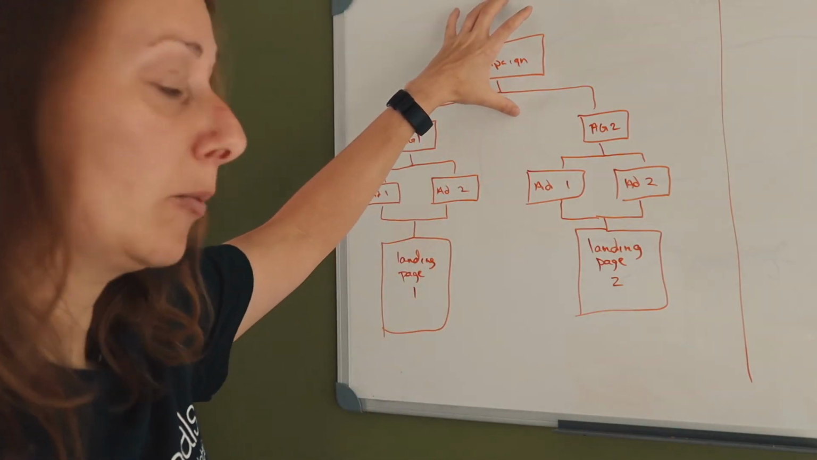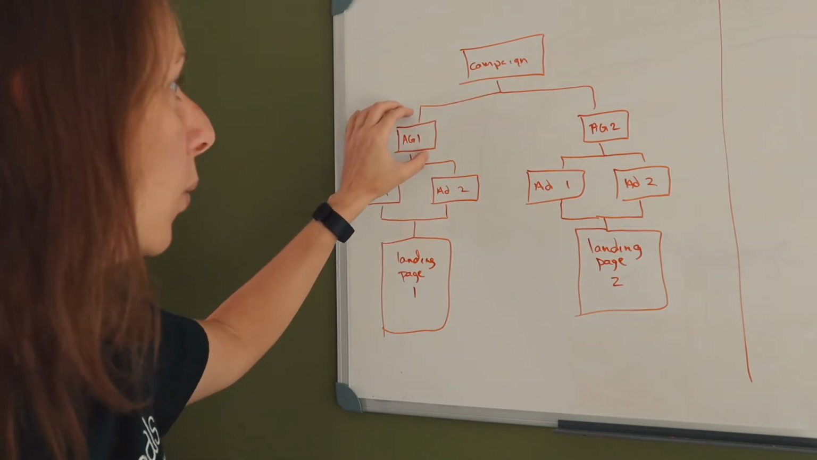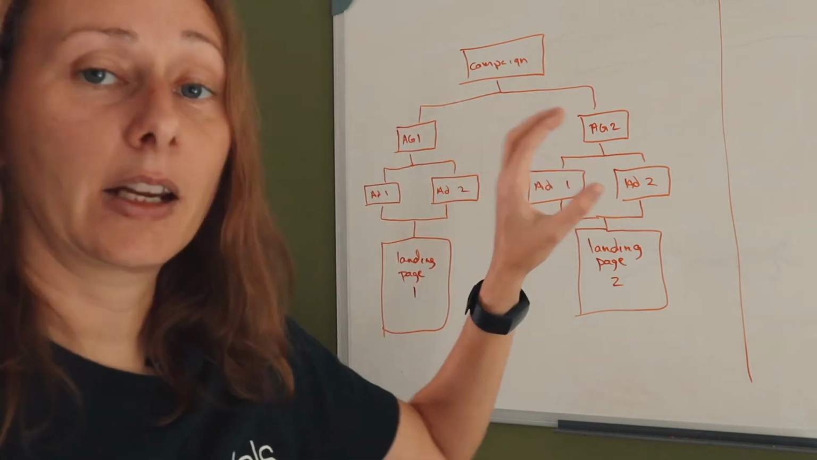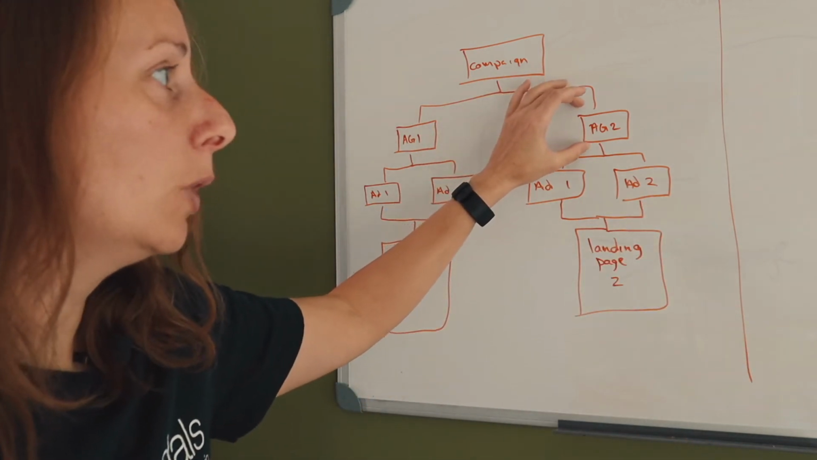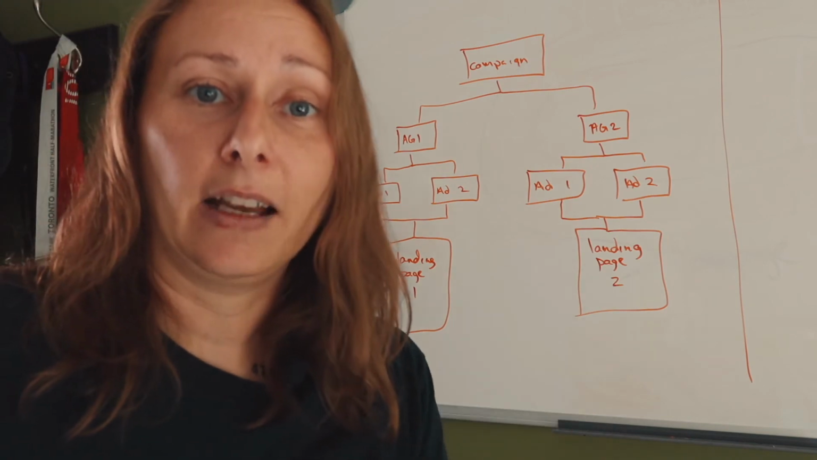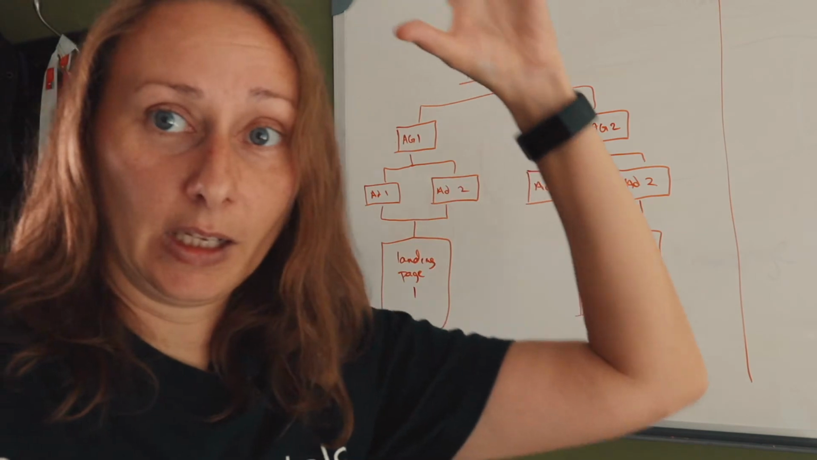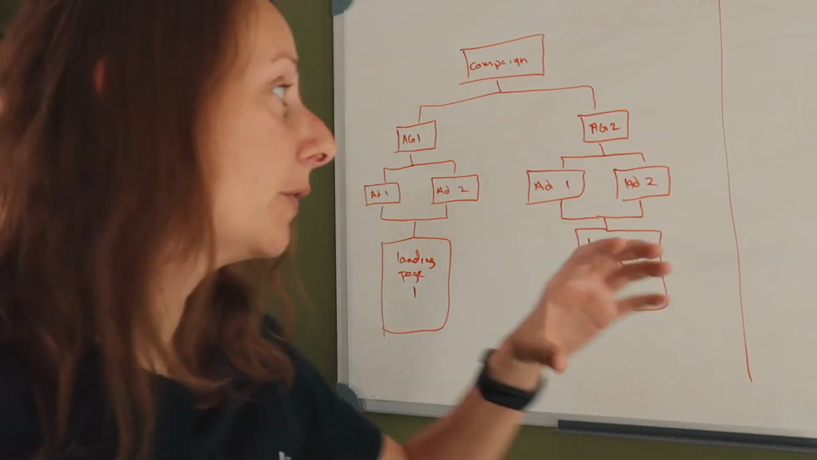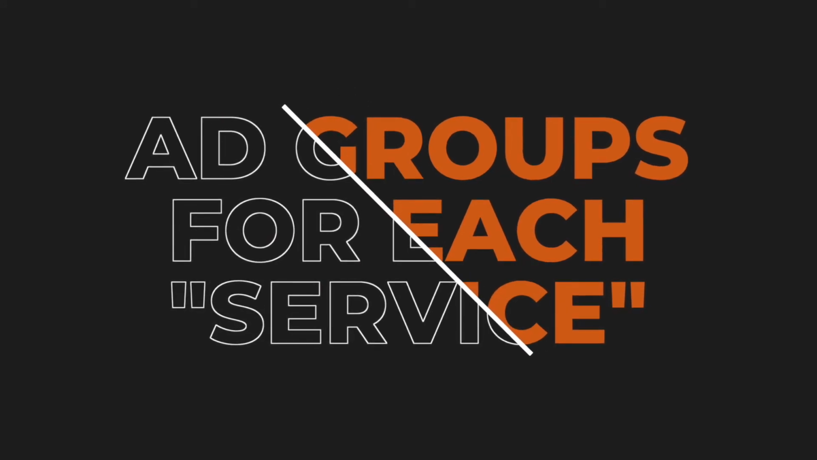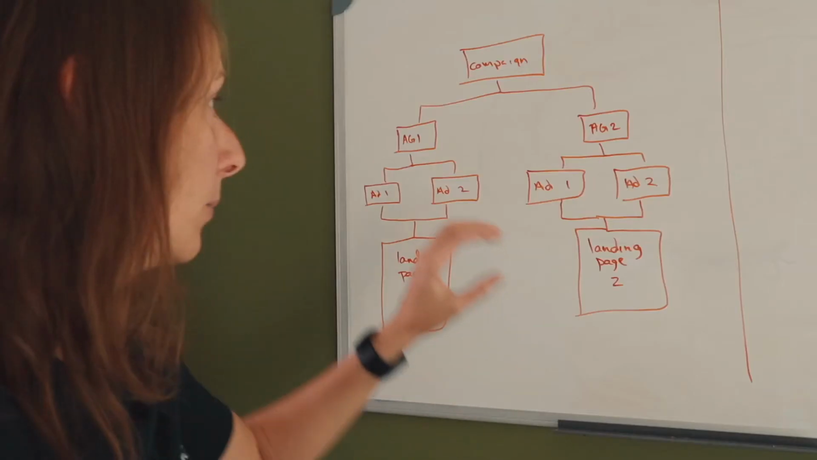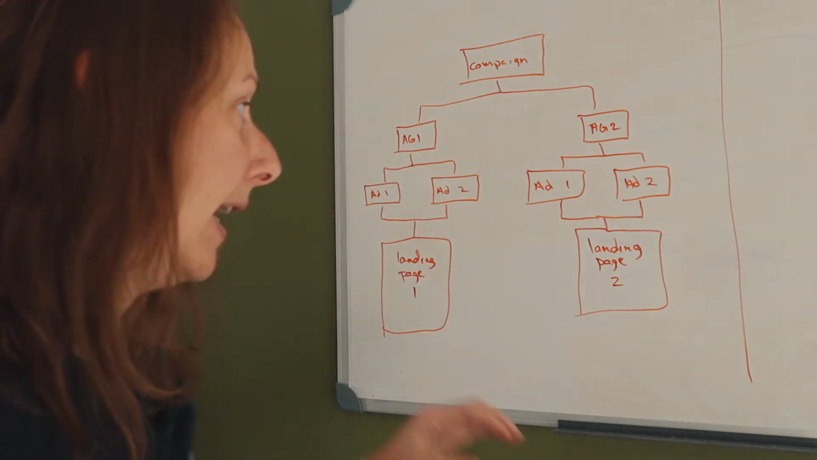Once you have your campaign done, then you want to do ad group. So ad group 1 could be things like regular checkup and teeth cleanings. And ad group 2 could be things like cavities and root canals. So we have the campaign, which is the high level of your service. Then we've broken them down into ad groups for the actual services themselves. And then in the ad groups, that is where we place our actual ads.